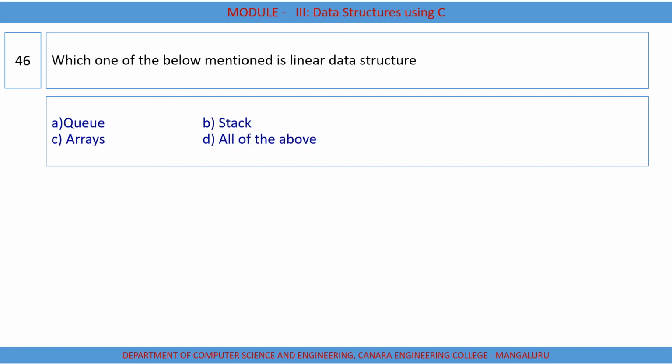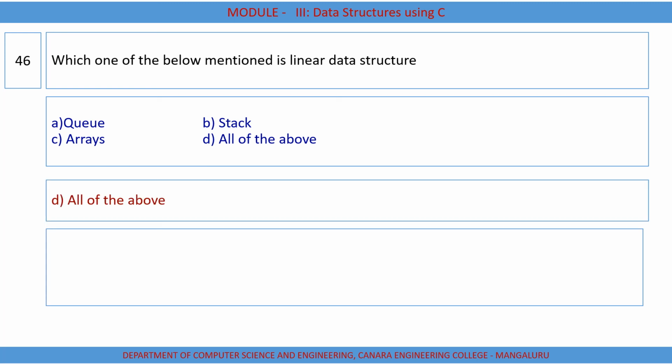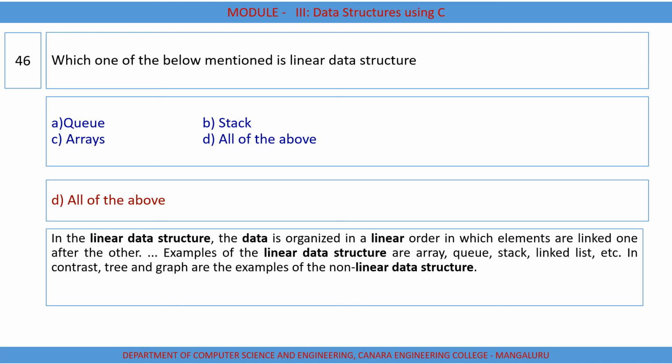Which one of the below mentioned is a linear data structure? Queue, stack, arrays, or all of the above. All of the above are linear data structures. In linear data structures, the data is organized in a linear order in which elements are linked one after the other. Examples of linear data structures are arrays, queues, stacks, and linked lists. In contrast, trees and graphs are examples of non-linear data structures.